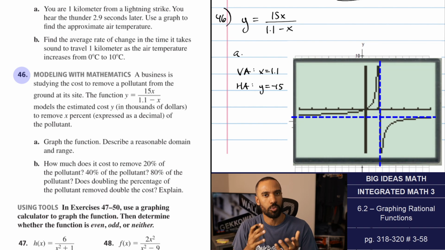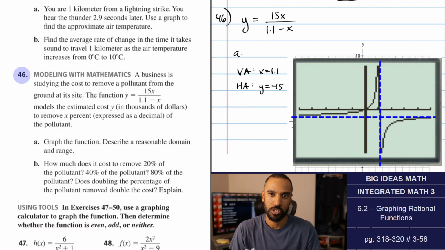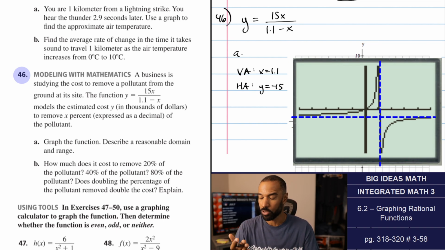X is a percentage removal. It's expressed as a decimal. We can remove as little as 0%. To me, you can remove as little as 0% or as much as 100%.